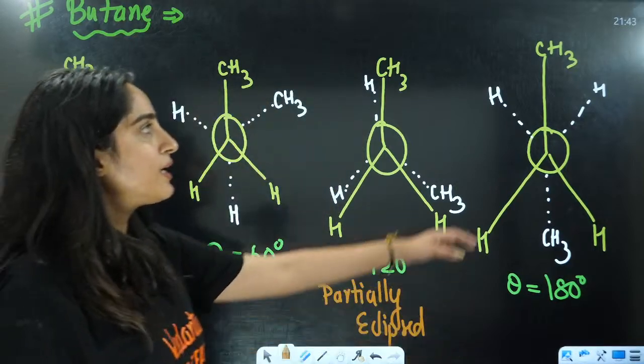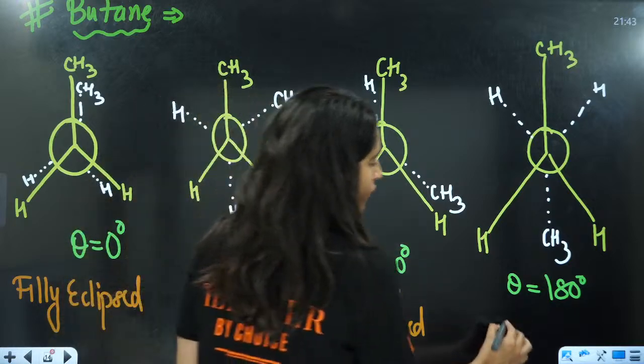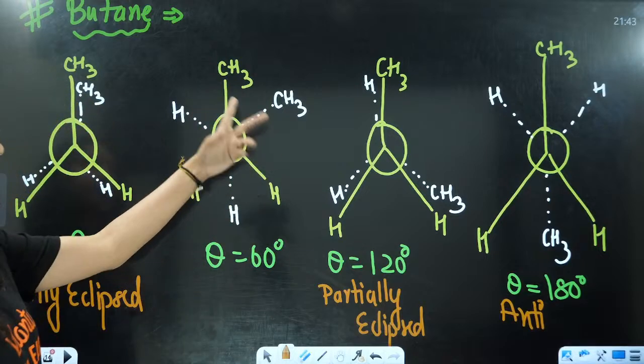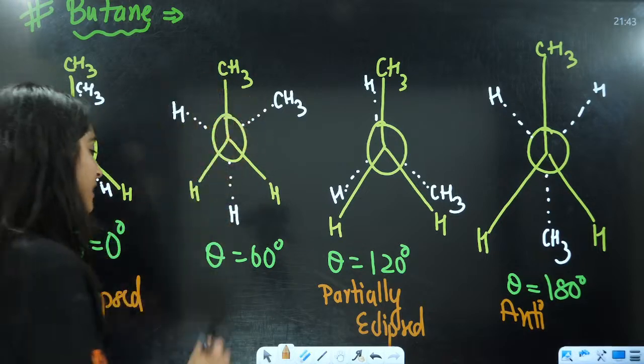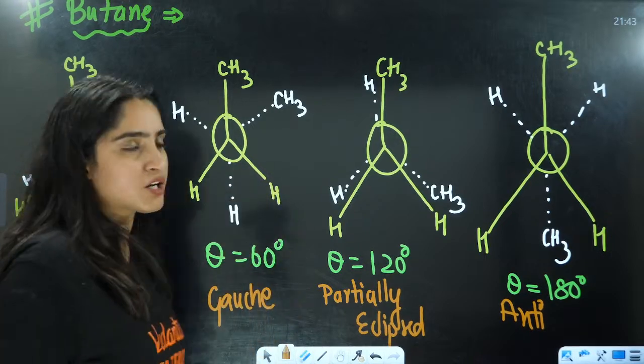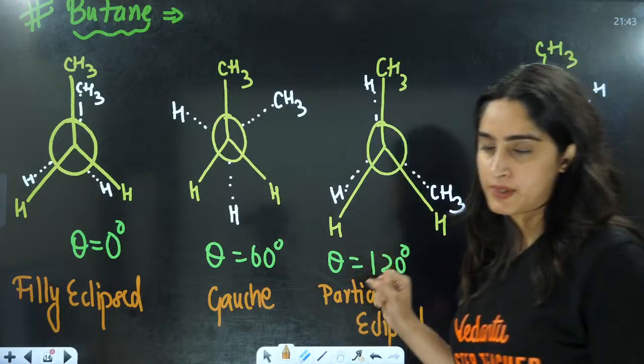What is this one? Here CH3 and CH3 are anti to each other, so this is called the anti structure. And where CH3 and CH3 are at a 60 degree angle, they are called the gauche structure. So you have these 4 structures in your syllabus, right?